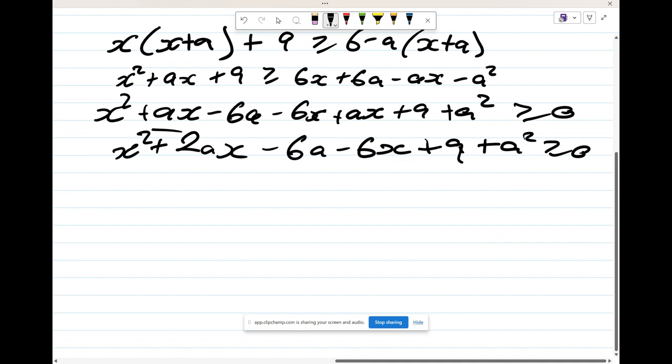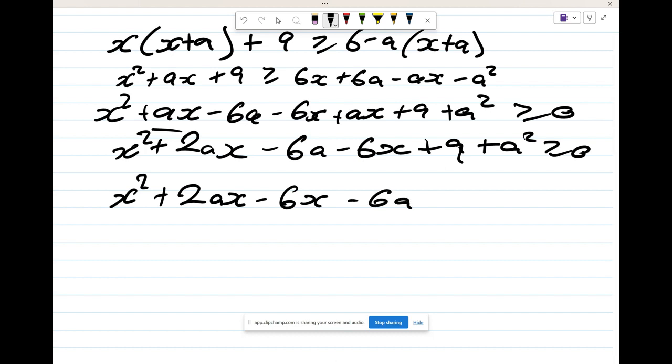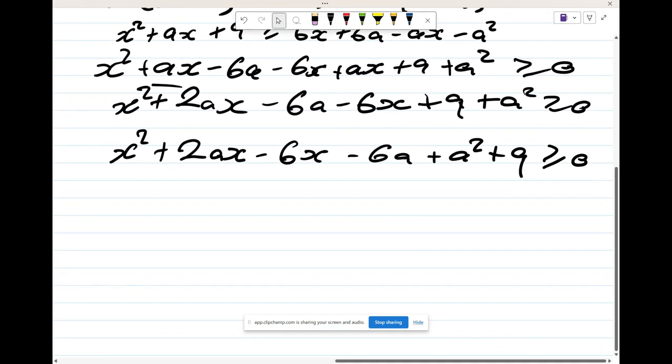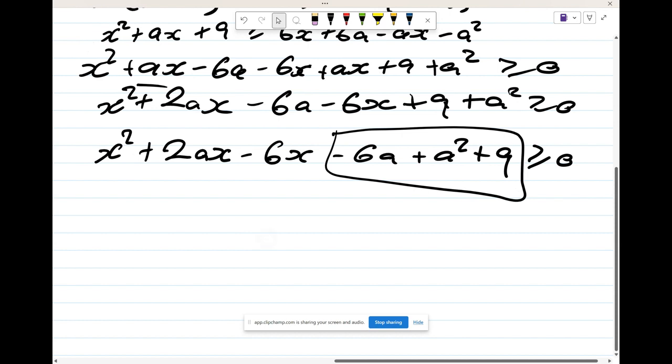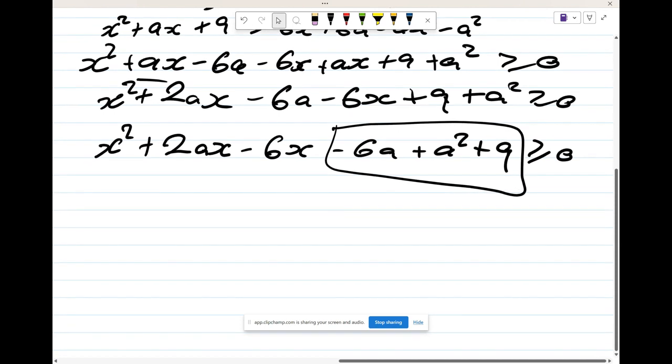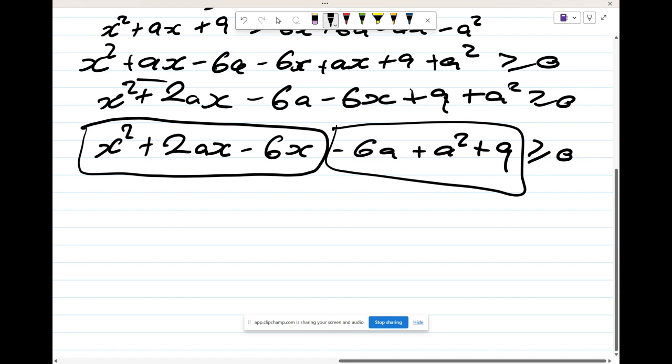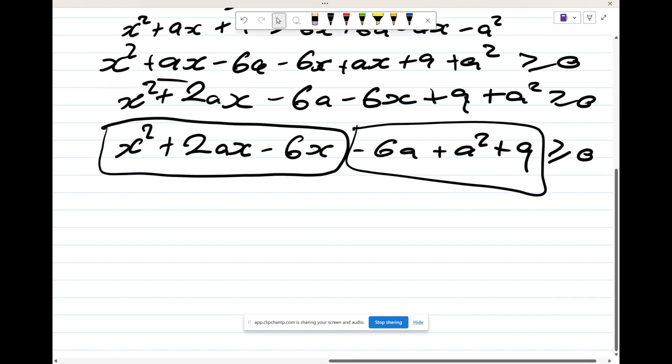Okay, so let's bring like terms together. Let's bring everything with an x over here, and then we'll write everything with an a. And a 9. Okay. And so we see that we have what looks like here a quadratic in a. And we have here something that almost looks like a quadratic in x.